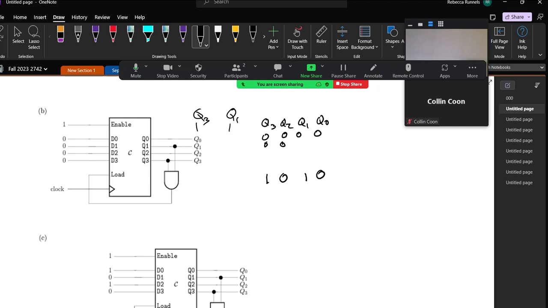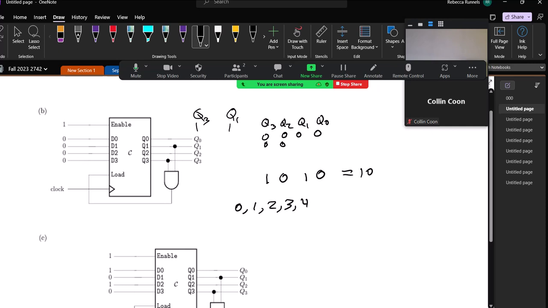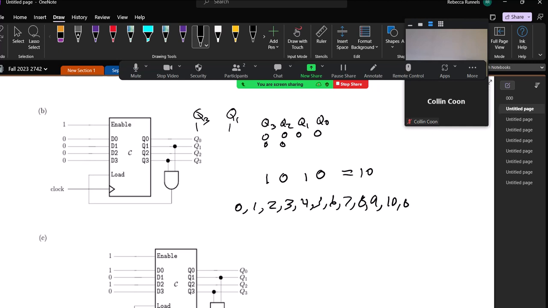the number 1010. And in general, the smallest number that has 1s in certain places will have 0s in all the other places. Because anytime you have a 1 in a place, that would make that number bigger than if you had a 0 in that place. And so if all I'm looking for is this AND of these 1s, the smallest number that'll have that will be the one that has 1s in those places. And so in this case, that would be 10. And so my count sequence would be 0, 1, 2, 3, 4, 5, 6, 7, 8, 9, 10, 0.